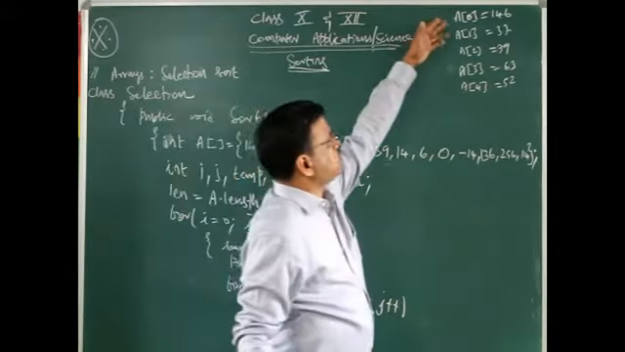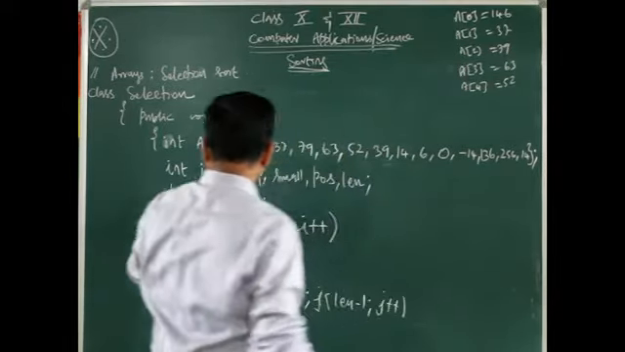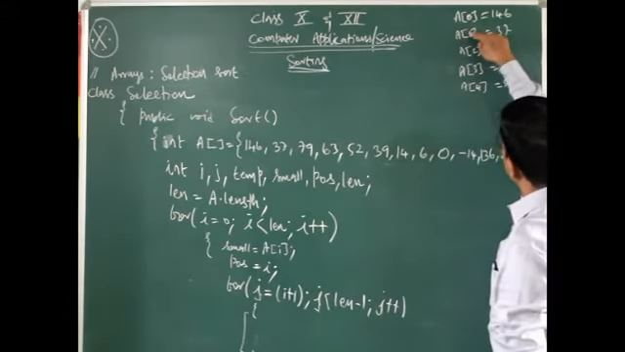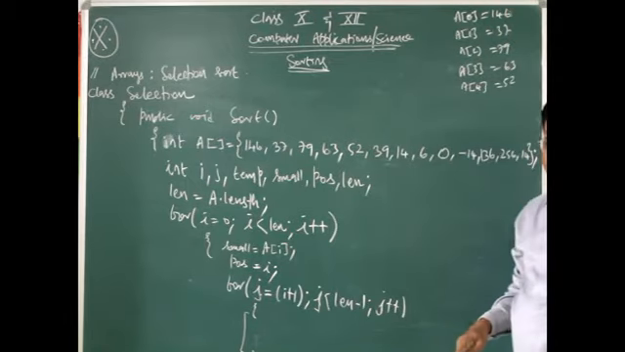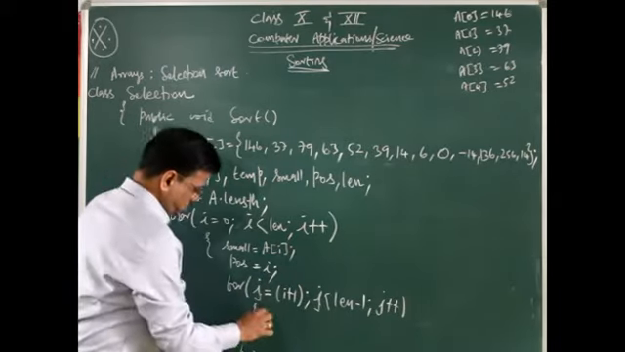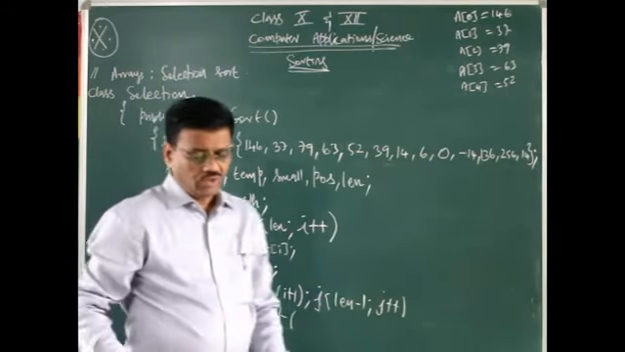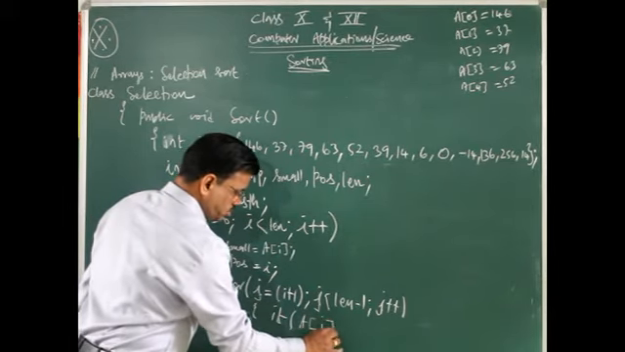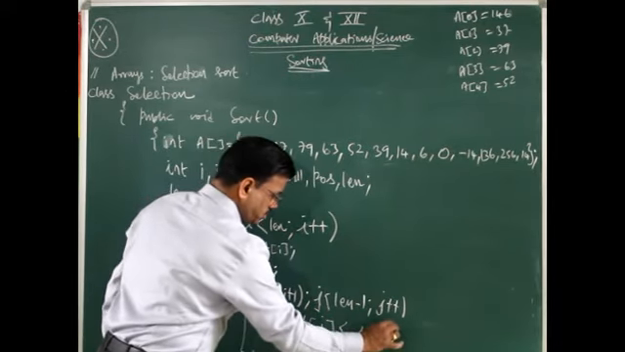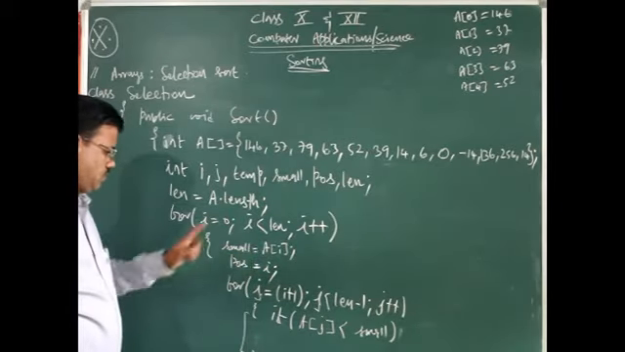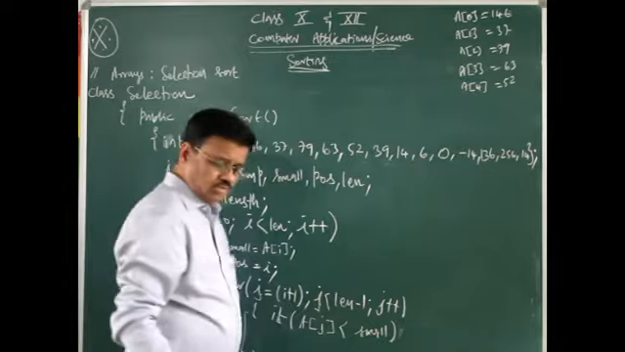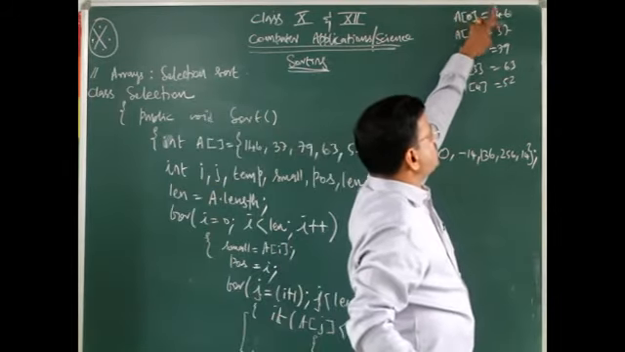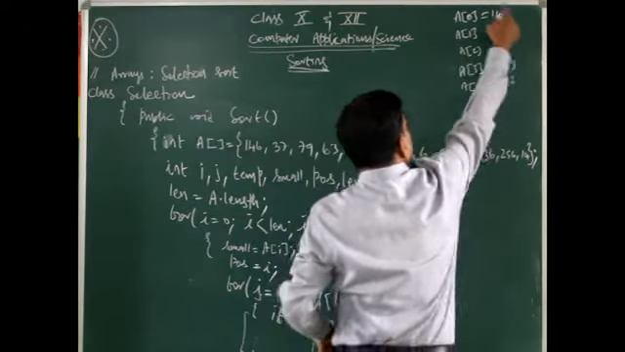Though there are 13 elements, I will take only 0 to 4, 5 elements. What will the I value be? I value will be 0. So I plus 1 will be J. If I is 0, 0 plus 1 will be 1. So 146 and 37 get compared. This is the crucial statement of this program: if A of J is less than small, where small is the first value, or you can put A of I also. The moment it finds the smallest value, 146 is greater than 37, so immediately 37 will be the small value.